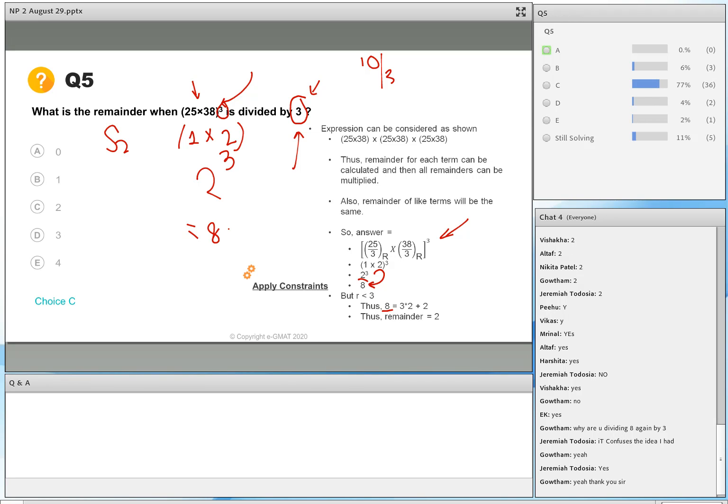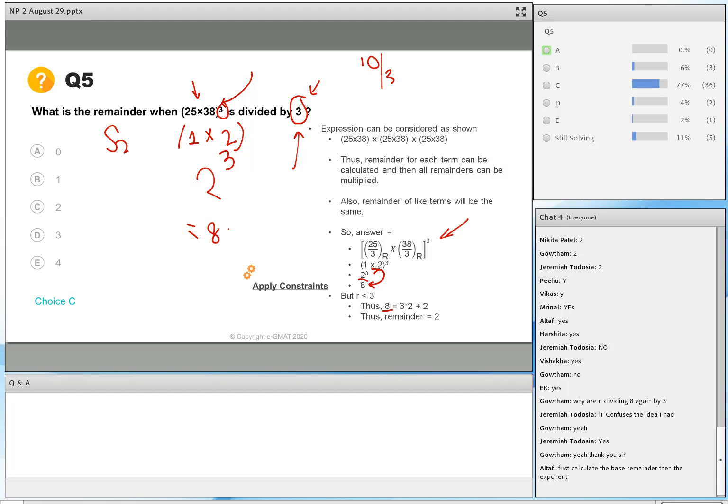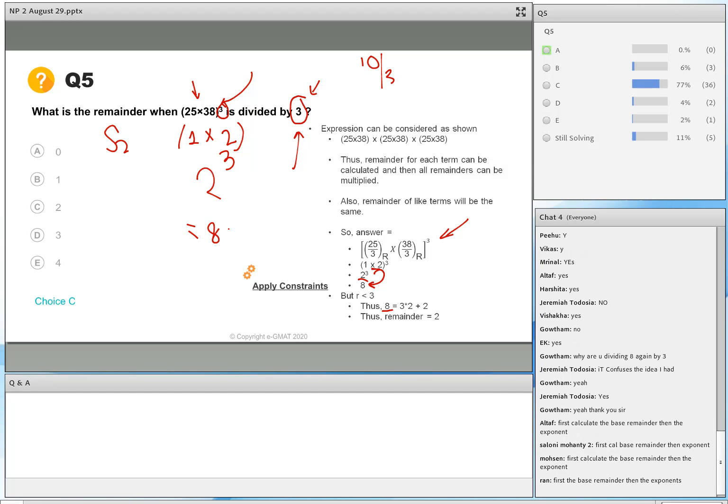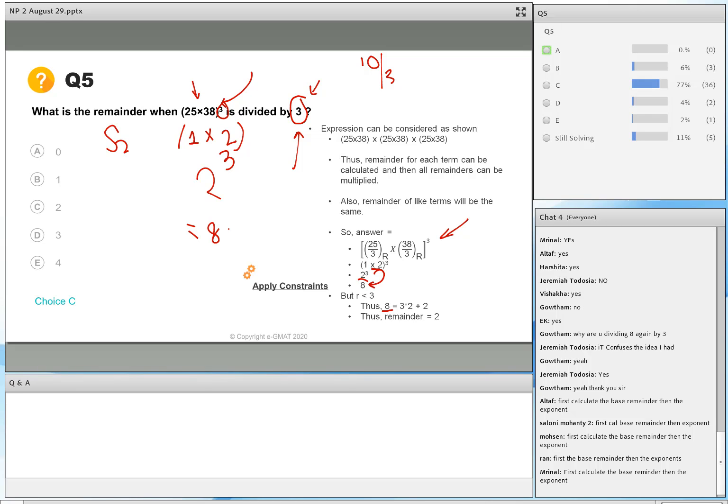I would want you people to write in the chat pod what I tell you right now. Something that we solved over here. We first calculated the base number, then brought in the exponent, right? So can you all please write in the chat pod: first calculate the base remainder, then bring in the exponent. It's a very childish request from my end, guys. First the base remainder, then the exponent. And I want all of you to do this, please. First the base remainder, then the exponent, right? Okay.